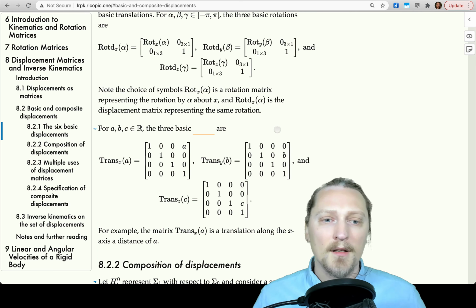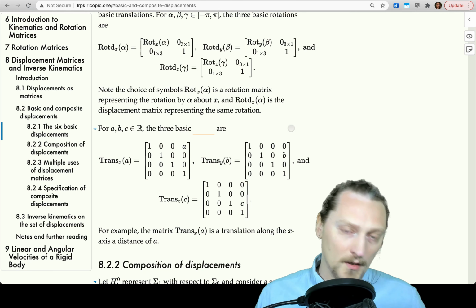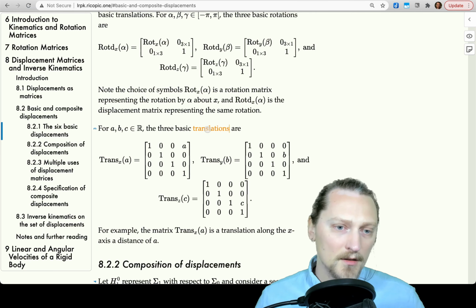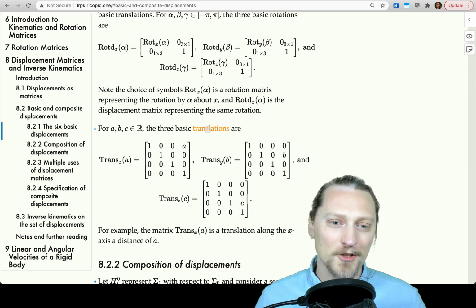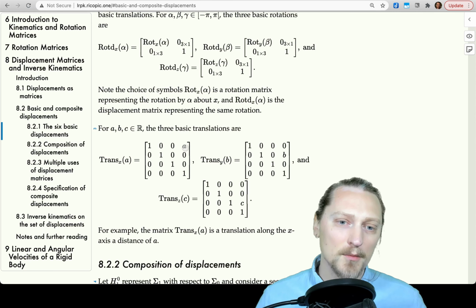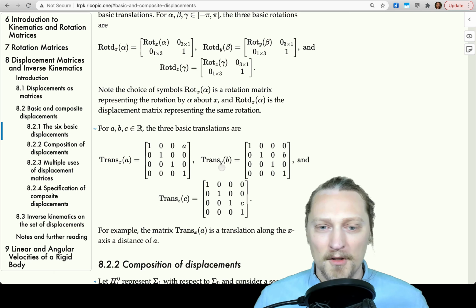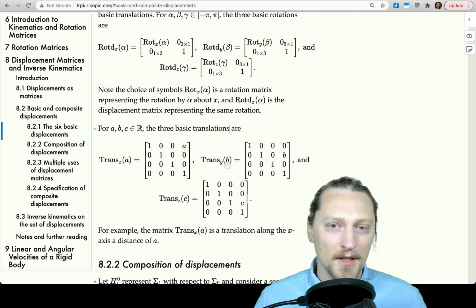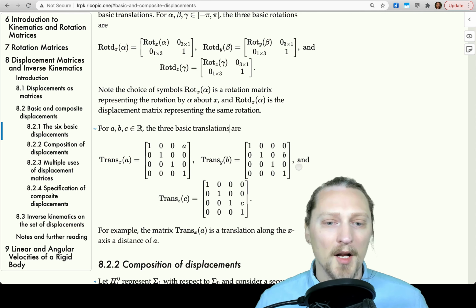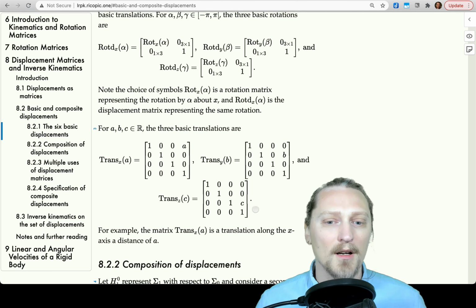For a, b, and c, real numbers, so scalars, the 3 basic translations are translation in the x direction, distance a, which is given here. So the identity matrix with a showing up in the upper right, translation in the y direction of length b is the identity matrix with b showing up there, and translation in the z direction of c is given here.